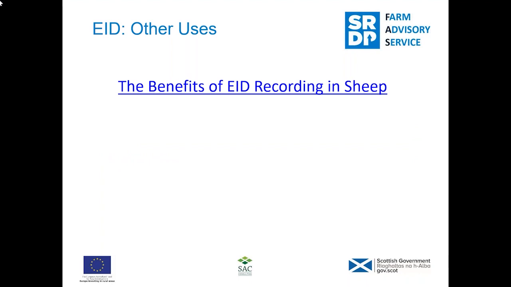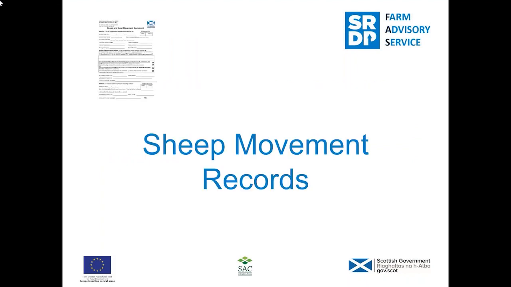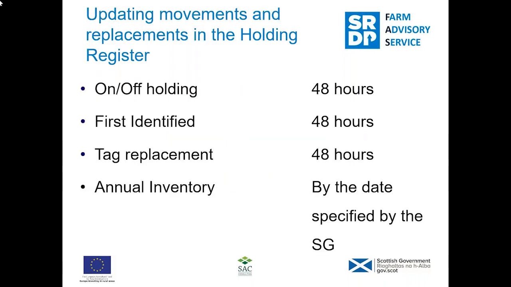Okay, so moving on to sheep movement records. There are certain key timescales for recording information in your holding register. On-off movements for the holding should be recorded within 48 hours, as should when the stock are first identified and tags are replaced. That's also within 48 hours. And you should also keep an annual inventory by the date which is specified by the government, which I'm led to believe is the 1st of December.